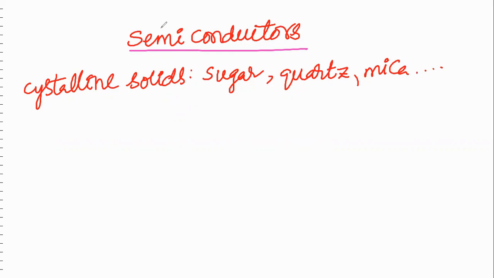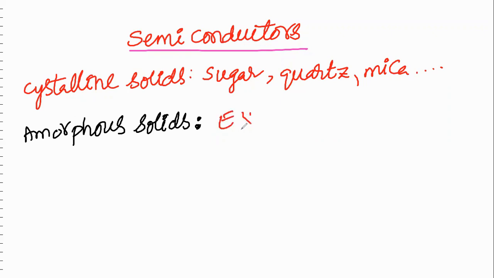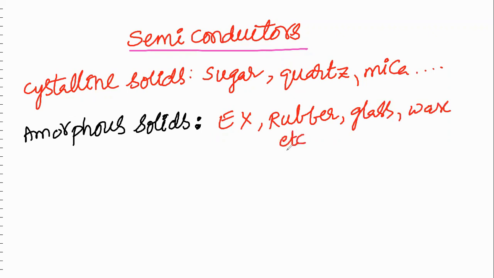Next, amorphous solids. In amorphous solids, atoms or molecules will be arranged in an irregular pattern. The examples for them are rubber, glass, wax, etc. These are the amorphous solids.